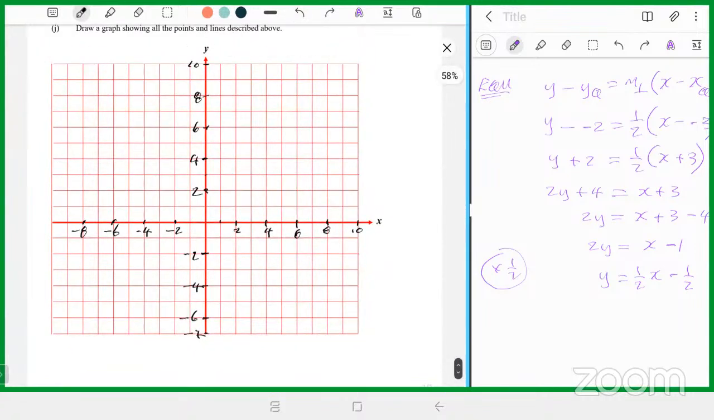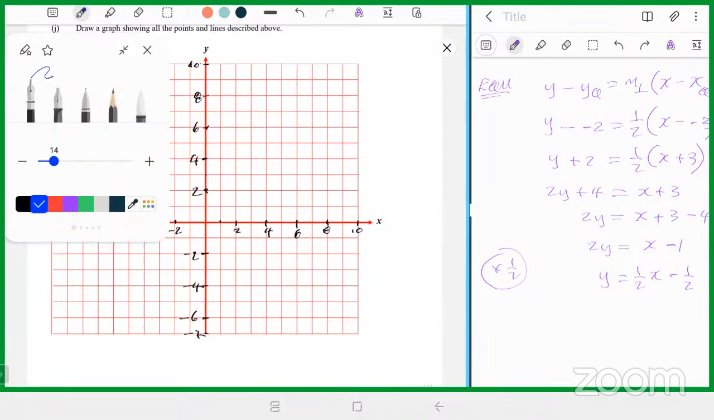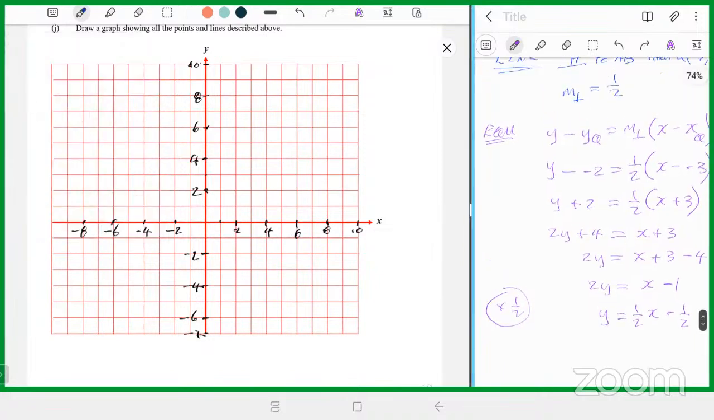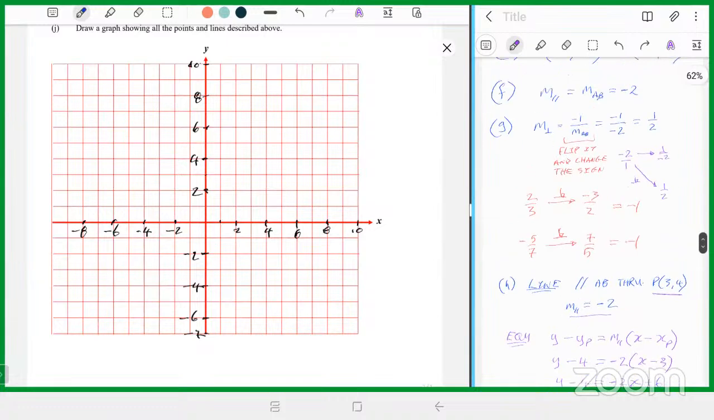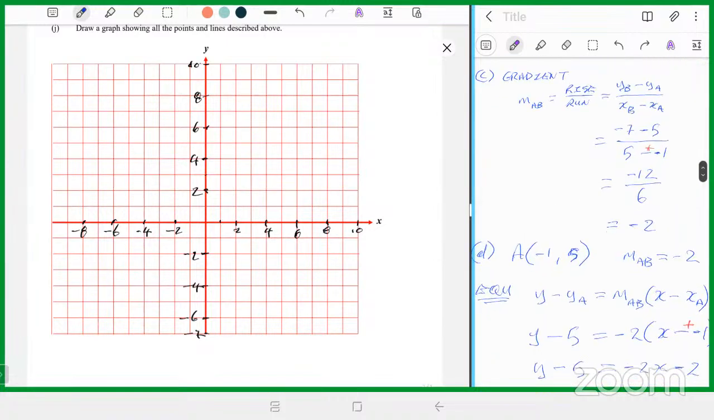All right, so putting on the points and the lines. Let's put on the points first. Let me do them in blue. All right, so the first points were A and B.